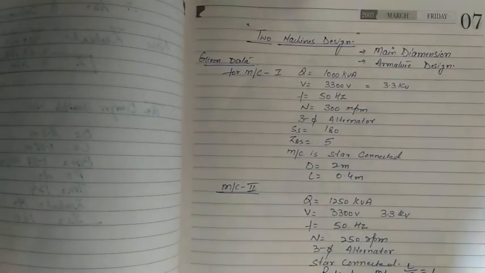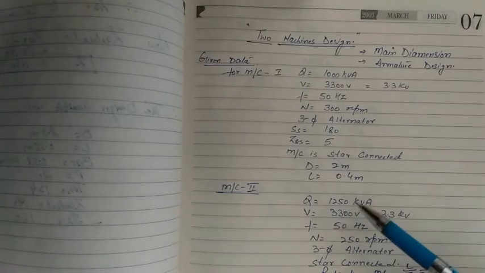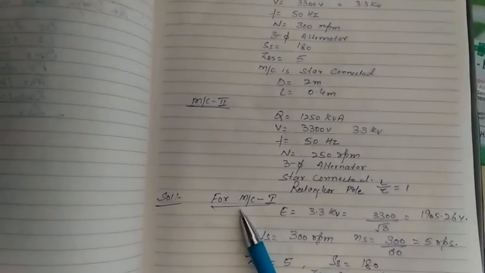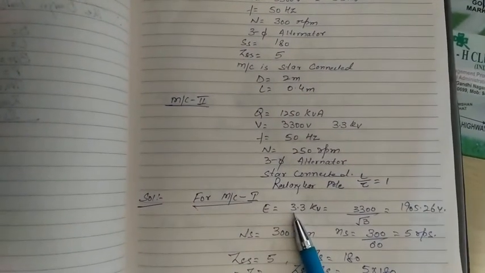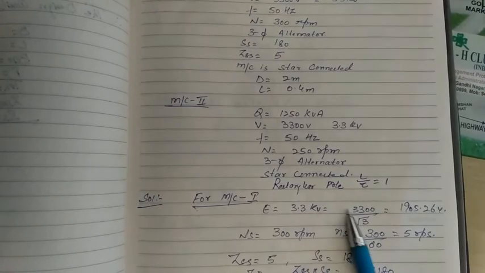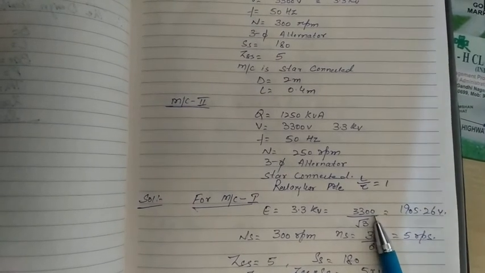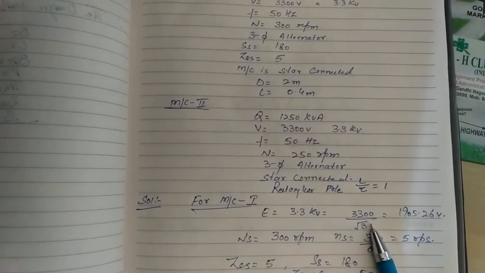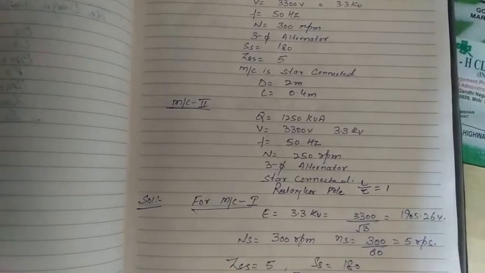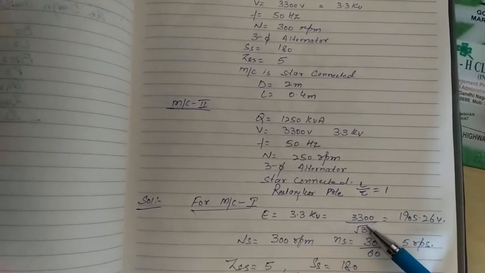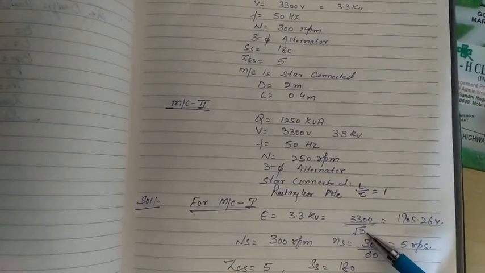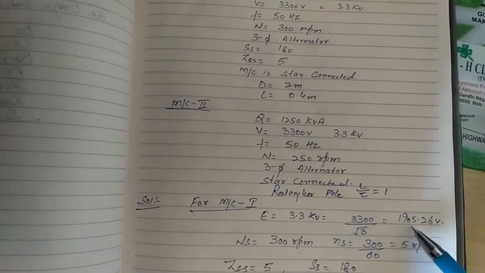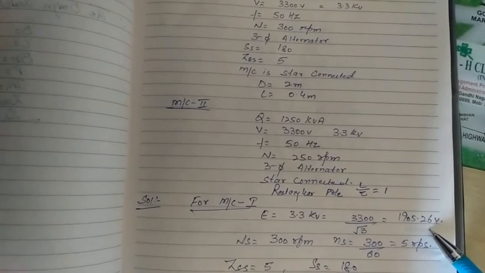Is it okay? Now, first of all, we are taking machine number 1. In machine number 1, you have voltage equal to 3.3 kV, that means 3300 V. But this machine is star connected, so we have to convert this line voltage into a phase voltage. That is why we divide by √3, so the voltage will be 1905.26, isn't it?